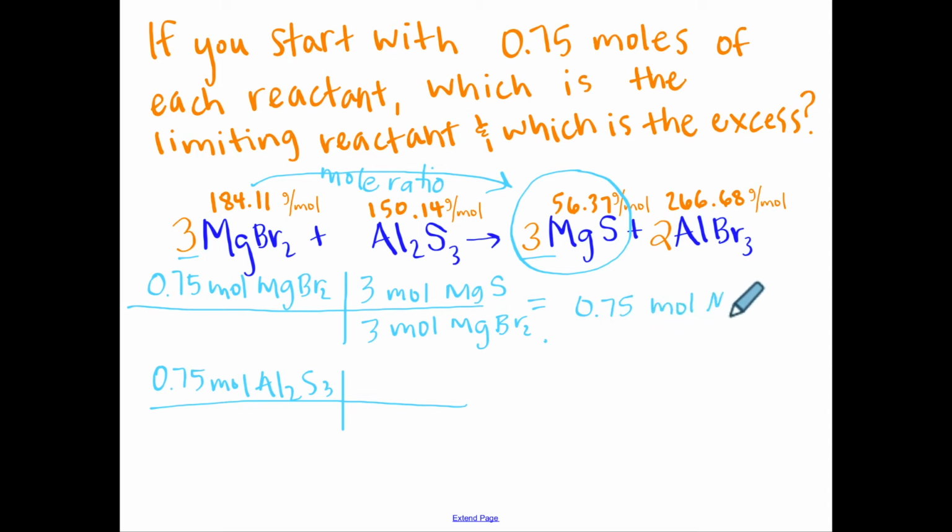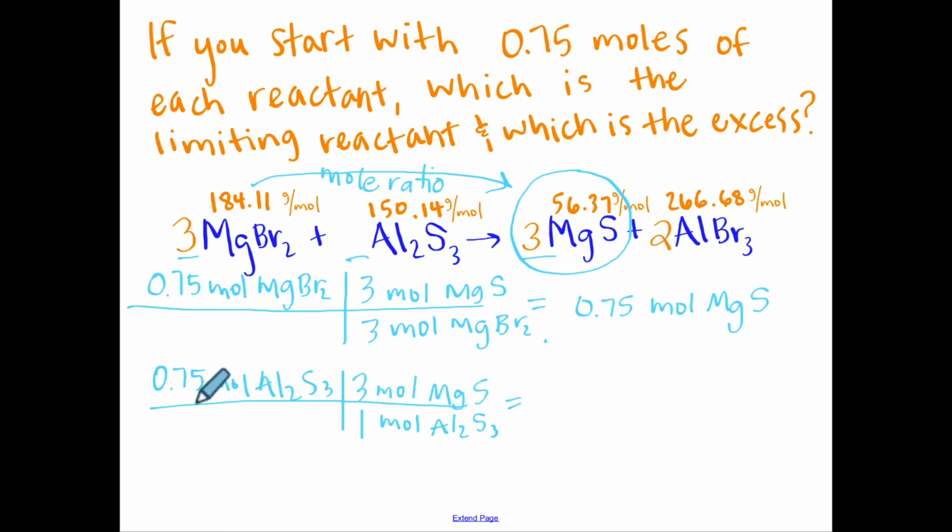of MgS. For the second one, we have moles of Al2S3 here, so down here we need moles of Al2S3. We look at our mole ratio and see that there's only 1 mole of Al2S3 in the balanced equation. We're trying to get to moles of MgS, so up here we'll write 3 moles MgS.